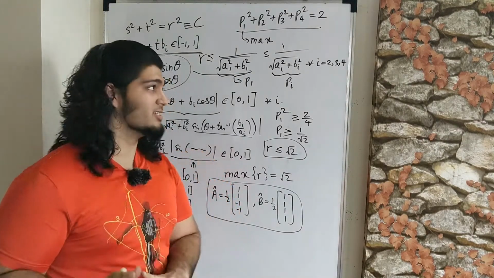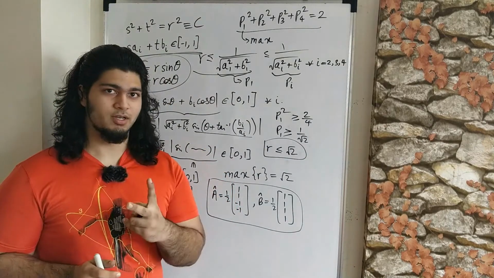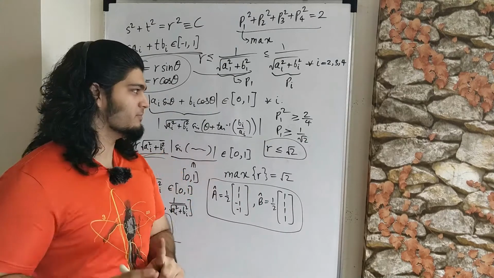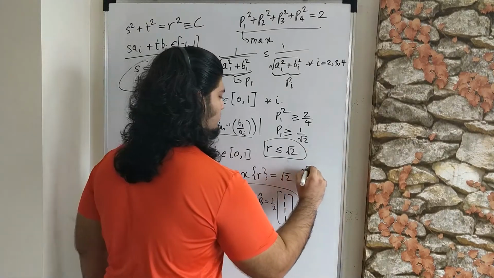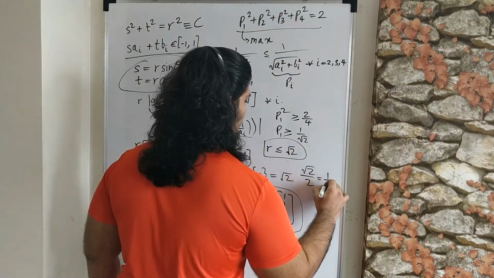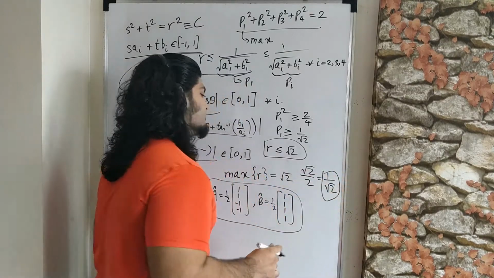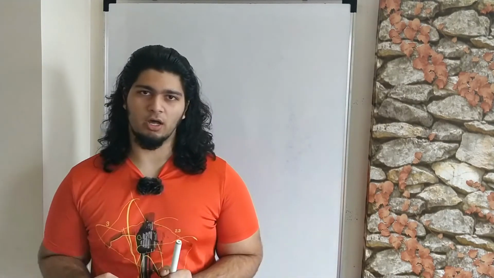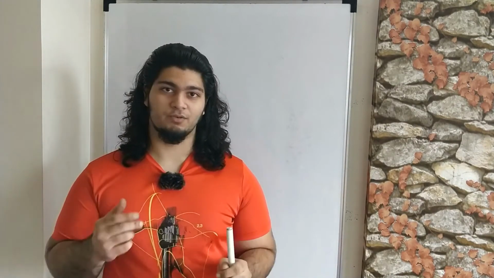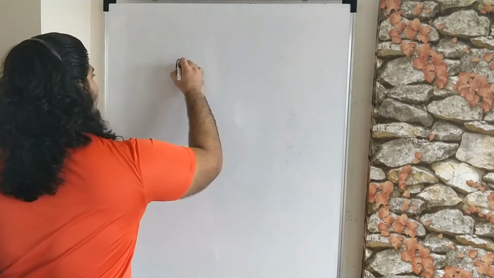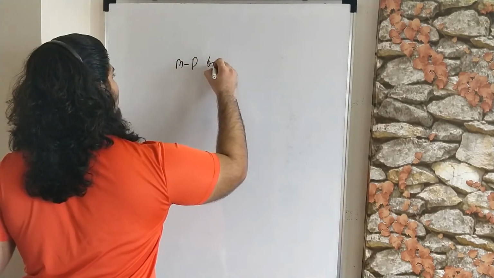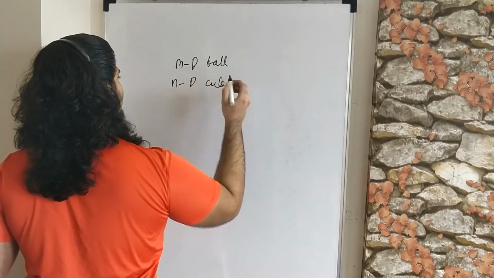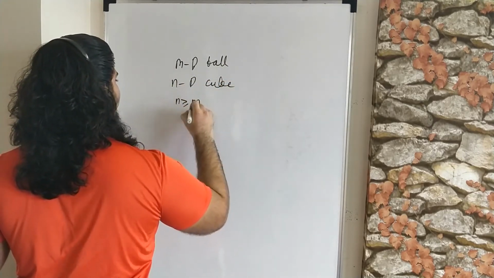But this is for a hypercube of side length 2. In the question we were asked about a unit hypercube. So that means the answer is root 2 over 2, which is 1 over root 2. And that is the final answer to the initial question. So that was the result for a 2-dimensional ball in a 4-dimensional cube. But what happens when you have an m-dimensional ball in an n-dimensional cube, where of course n is greater than or equal to m?